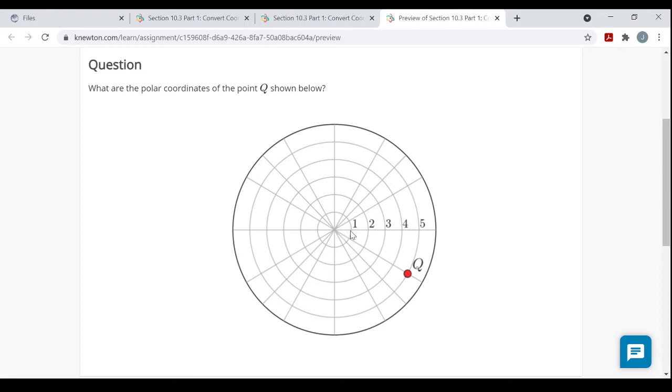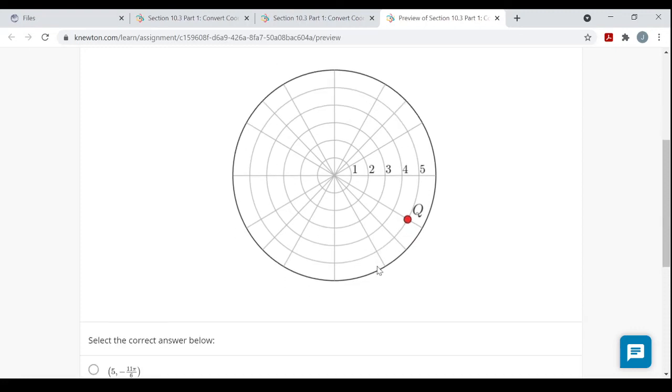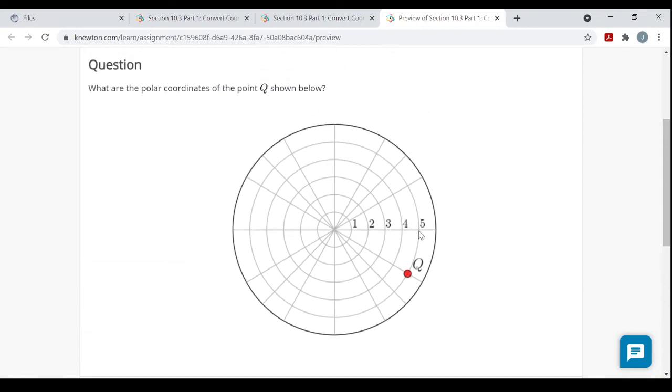So here, this point Q. You see this is on the circle of radius 5. So the r could be 5 or negative 5 depending on what angle you sweep out. Now I'm on this circle of radius 5. There are a couple ways to get here. There are actually infinitely many polar coordinates for any given point, because you can just keep adding 2 pi or subtracting 2 pi, and then it'll take you all the way around the circle again and land you right back at that point.